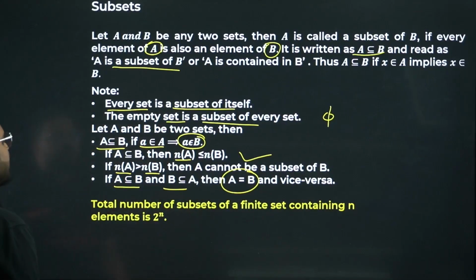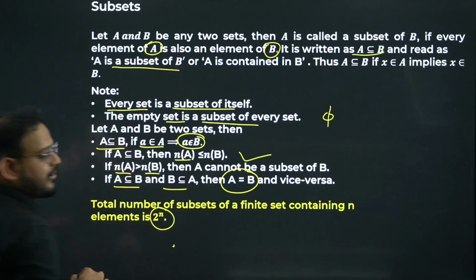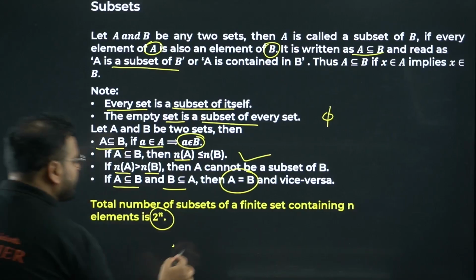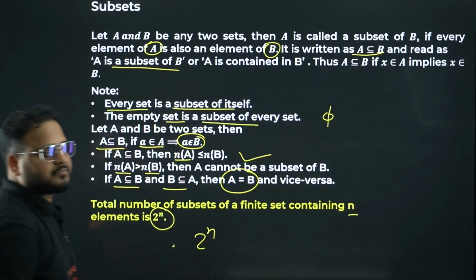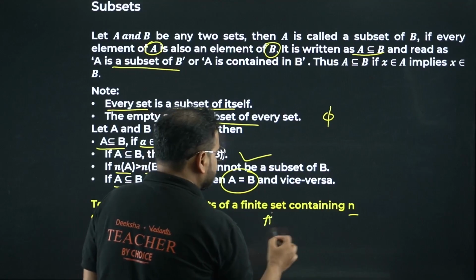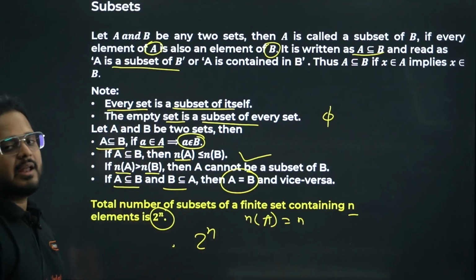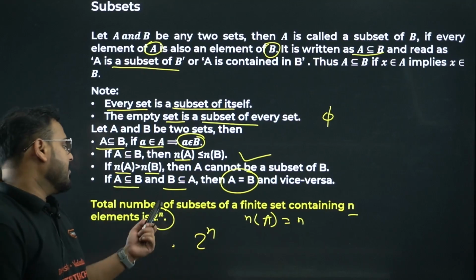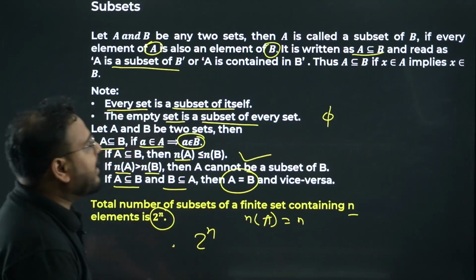The total number of subsets is given by 2 power n. Very important formula, 2 power n, is the formula for the total number of subsets of a set containing n elements. Let's say there's a set A whose cardinal number is n. In that case, the answer is 2 power n for the number of subsets, also called the power set.